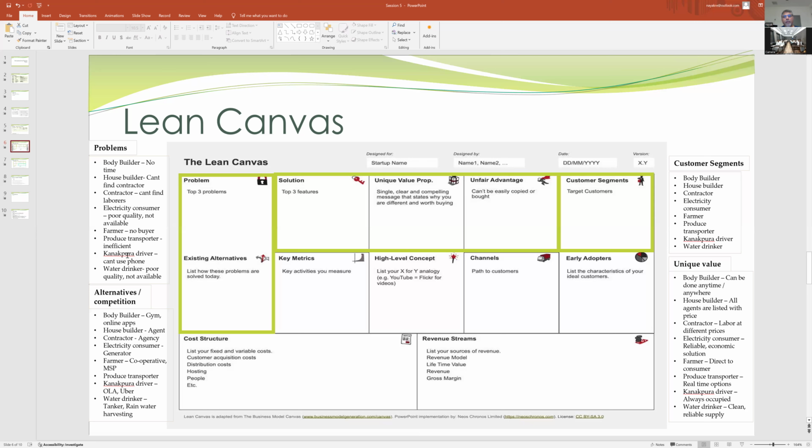Then Kanakpura driver, the problem I heard in that description was, well, one question was, why is the Kanakpura driver having so much trouble? There is this Uber, there is Ola. If he gets onto it, he can get a ride or a fare, that is someone else driving back to Kanakpura, on his phone. Oh, he doesn't use a phone. That's a problem. That is his problem. Okay, if he doesn't, then what? Then what solution would you give them?